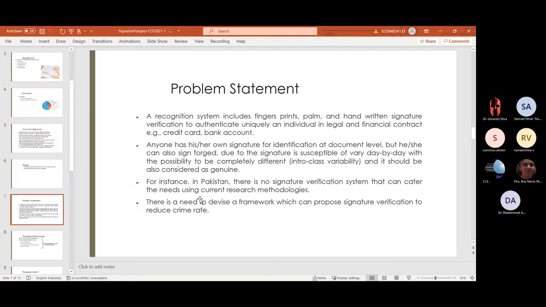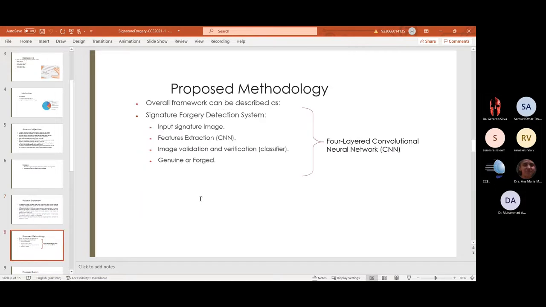There were only manual systems. The bank clients sign signature cards, and these cards are scanned and saved in the system. So when someone comes to the cash counter for a cash withdrawal, there is a manual comparison of the signatures. It becomes very difficult for manual comparison, because a slight change cannot be identified with the naked eye. So there is a need to devise a framework which can propose signature verification to reduce crime, and on that basis we have proposed our system.